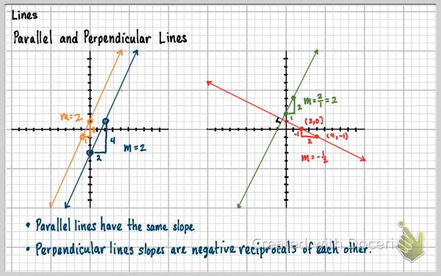So just to recap, parallel lines have the same slope, while for perpendicular lines, the slopes are negative reciprocals of each other. So again, I can flip one and change the sign, and it should be the other if they're perpendicular.